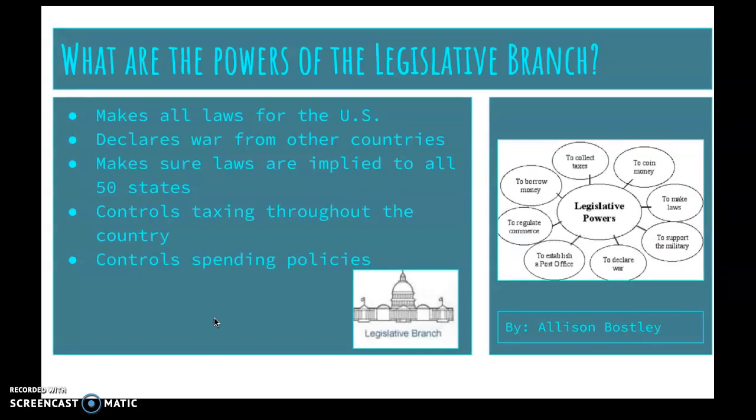So what can this legislative branch do? They're responsible for making the laws. If there's one thing that you remember above all else, it's that the legislative branch makes laws.